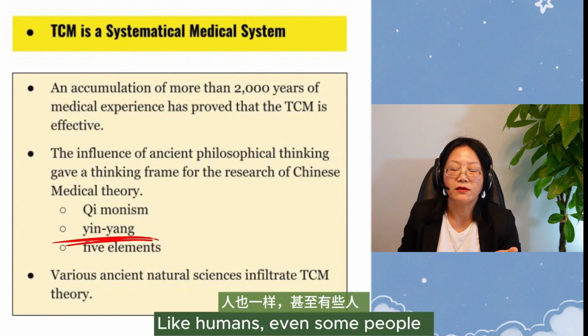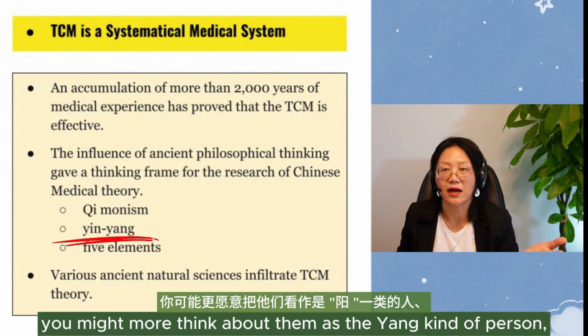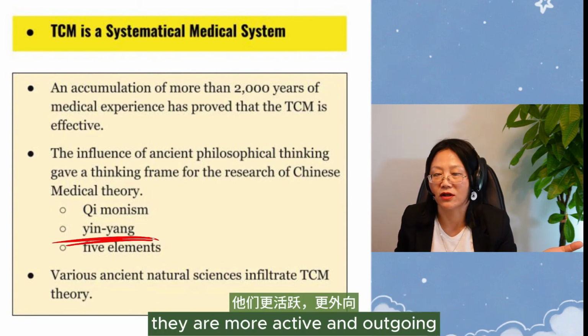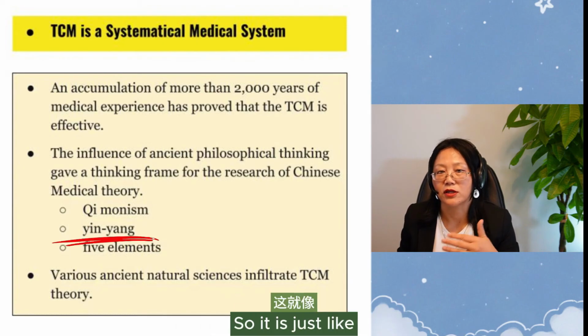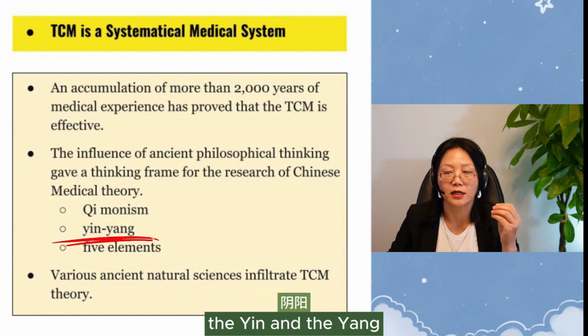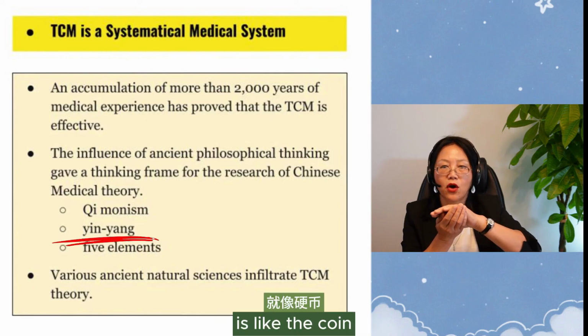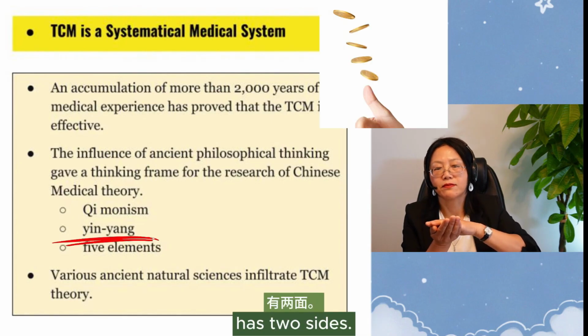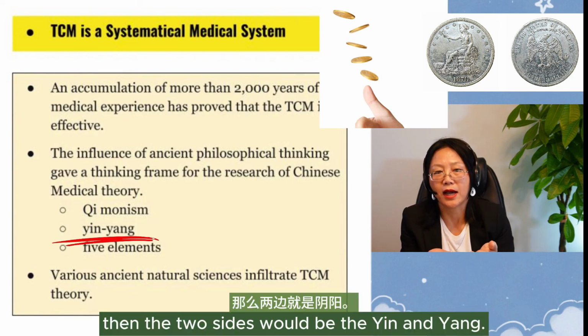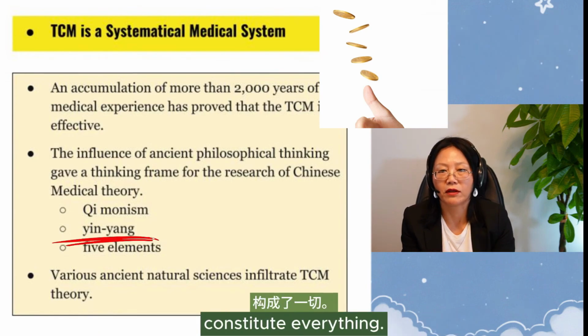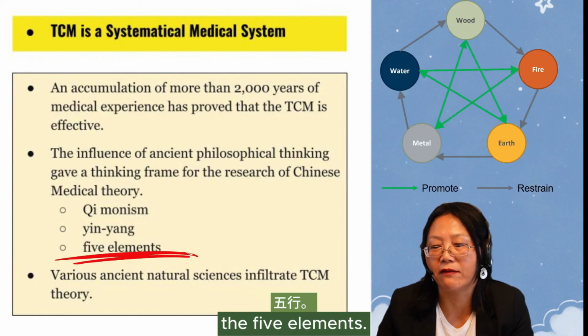Like humans, some people you think of more as the yang kind of person. They are more active, outgoing, but they still have that quiet part. So it's just a matter of which one dominates. The yin and the yang are like a coin with two sides. If you think the Qi is the coin, then the two sides would be the yin-yang. Yin-yang constitute everything.